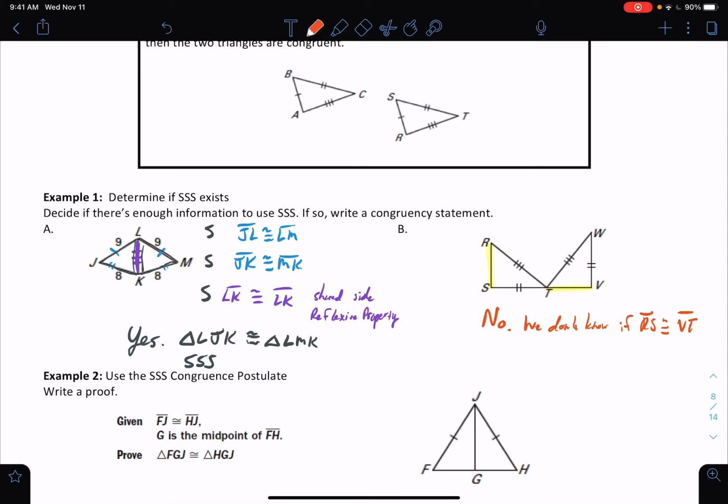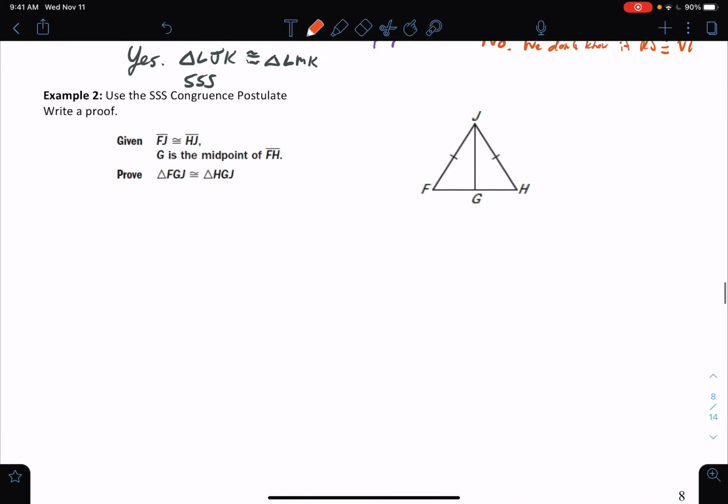Okay, now what about in example 2? This is where we're going to get into these formal type of proofs where we have to make an argument for why these two triangles are congruent. All right, so we are given in the diagram FJ is congruent to HJ. And we are also given that G is the midpoint of FH. We want to prove that triangle FGJ is congruent to triangle HGJ. We want to prove that these two triangles are congruent.